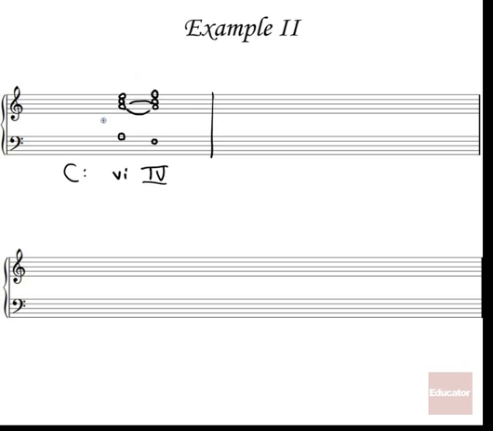Another type of question with this issue could be, again, looking for the errors. So if we're given this same progression, and the upper voices are all supplied, and maybe, let's say we've got this is the second chord.